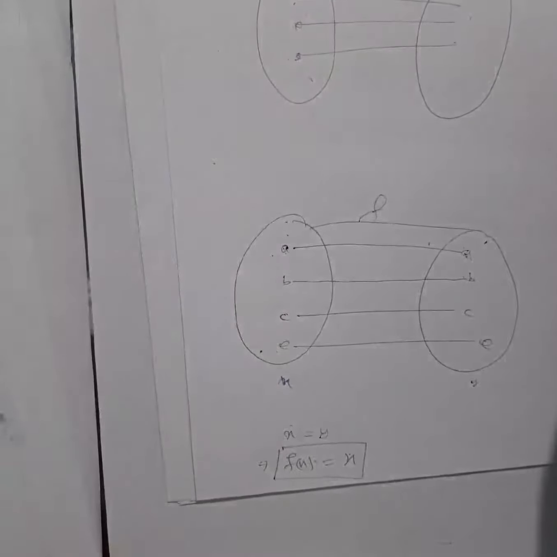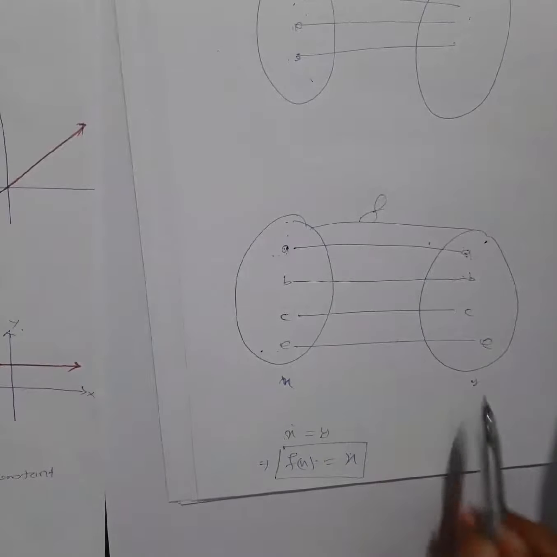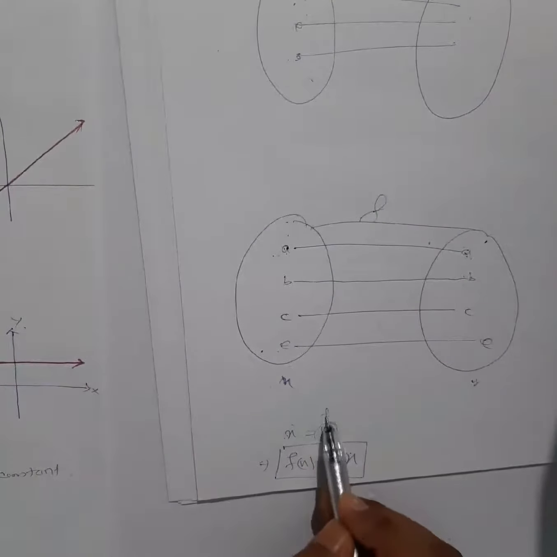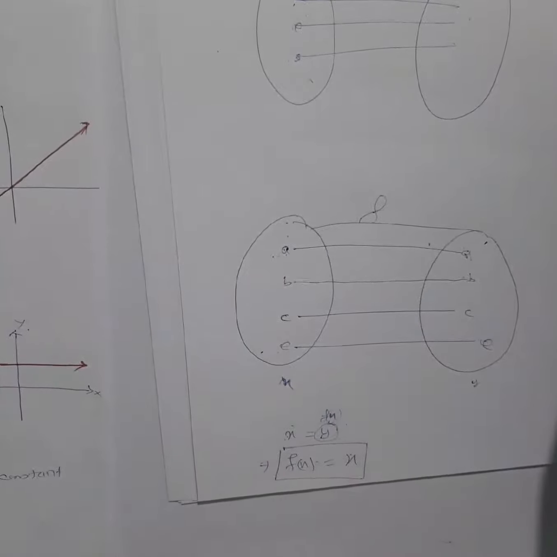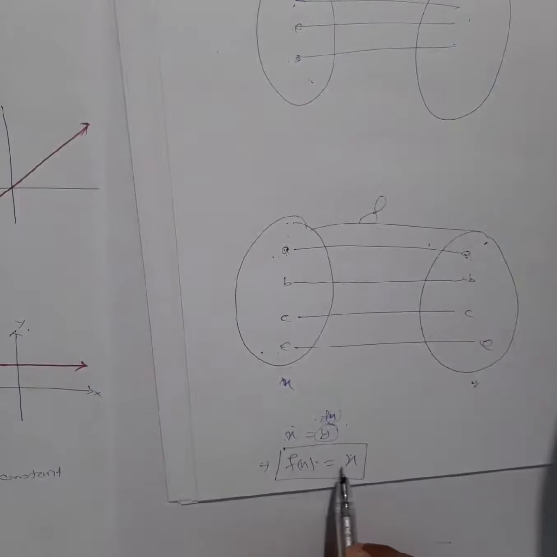Okay, so this is what is written here. Fx, if your function is Fx equal to X, it means this only. X and Y equal. Y only we used to write down as Fx, function of X. Okay, so if your Fx is equal to X, then it is called the identity function.